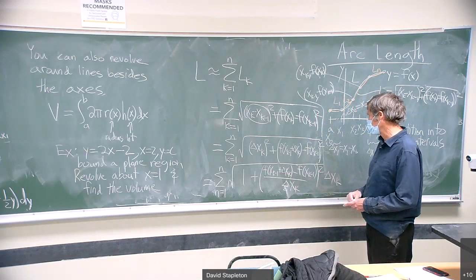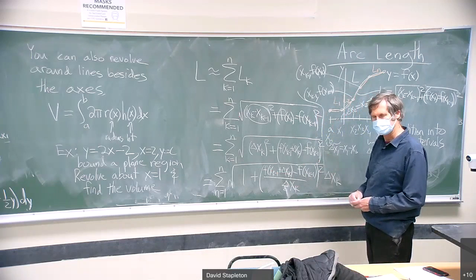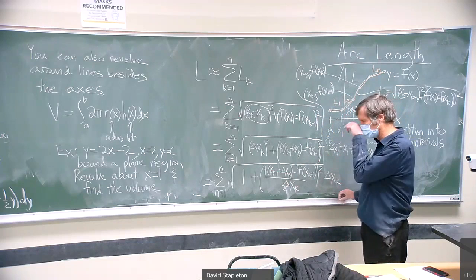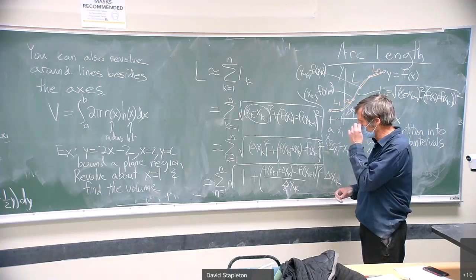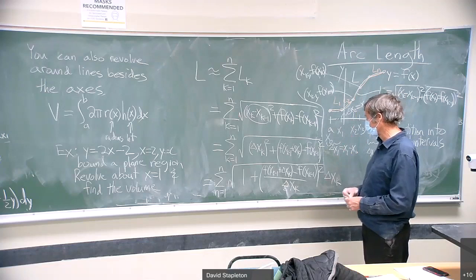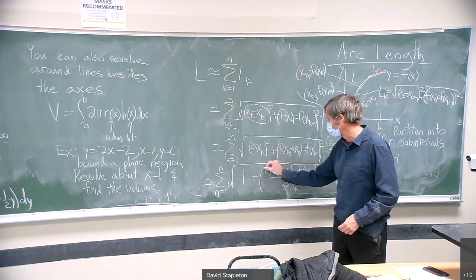But now what does that look like? Here comes the calculus trick from calculus one. Remember all those theorems you memorized, the intermediate value theorem and the mean value theorem, all those kind of things? What is this from calculus one?